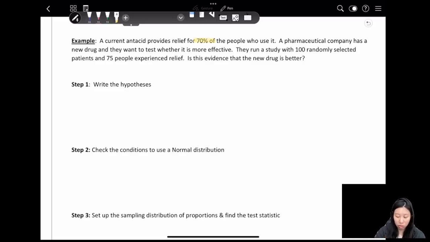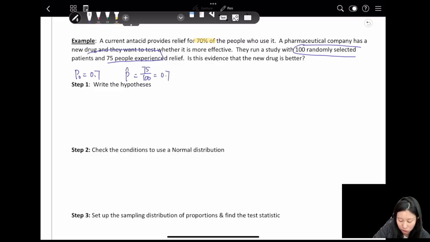Okay, 70% of people who use it, that is something that we want to prove. So we have p0 equals 0.7, and then it states that they ran the study, which is our sample distribution. 100 randomly selected patients, and 75% of them experience relief. So that means our p hat is equal to 75 over 100, which is 0.75. What's the sample size? The sample size is 100, because they select 100 patients.